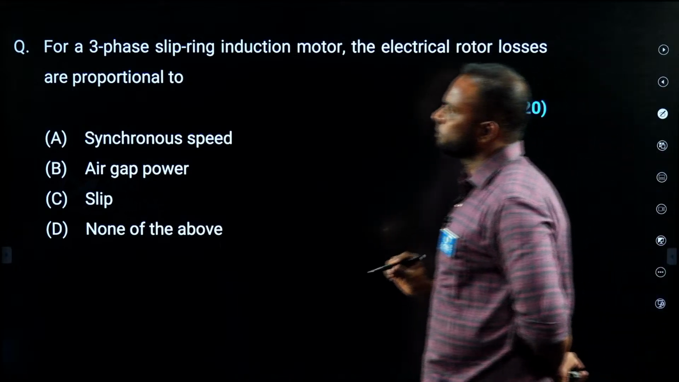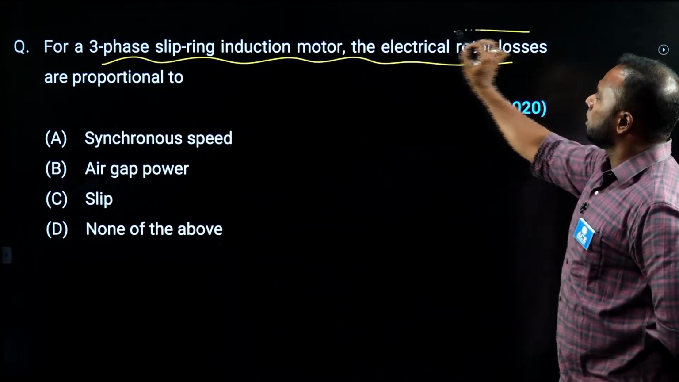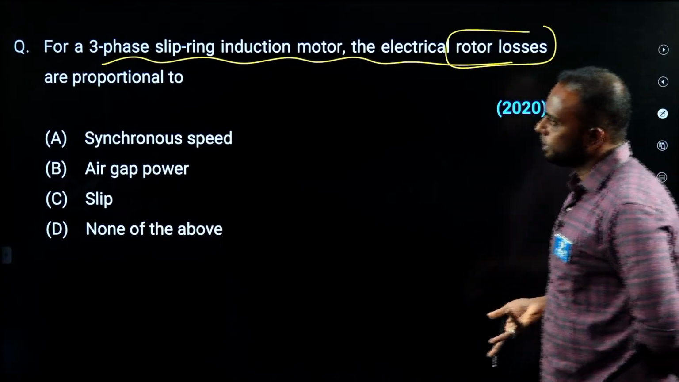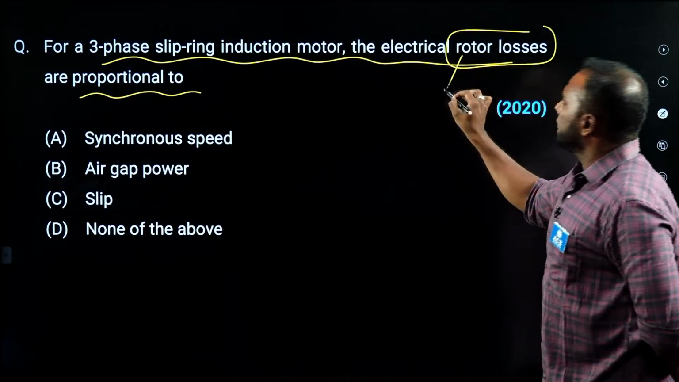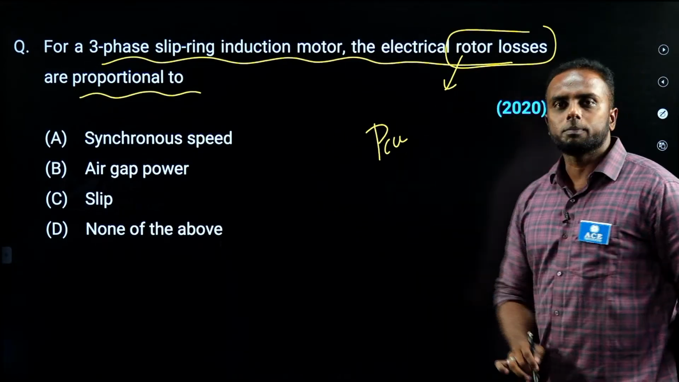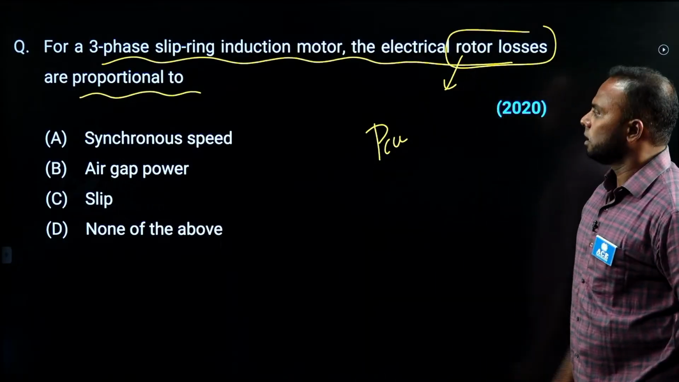Okay, see this question. For a three-phase slip ring induction motor, the electric rotor losses means what? Rotor copper loss only, no? Yes. Electric rotor loss is proportional to dash. Electric rotor loss is nothing but rotor copper loss. It is proportional to what? From the given options: synchronous speed, air gap power, slip, none of the above.